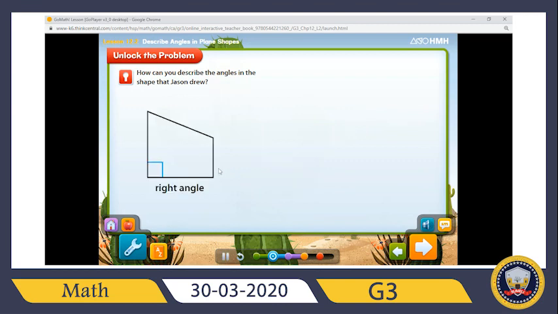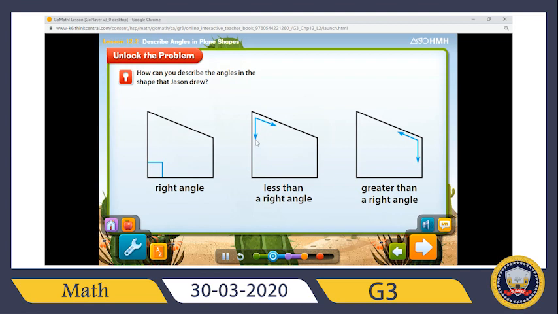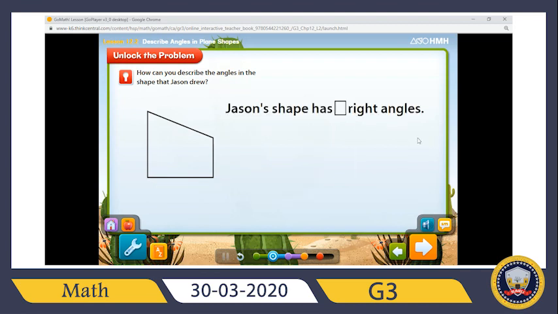What does right angle mean? If there is a square in the angle, it represents a right angle. Besides the right angle, there are two more types of angles. We can say one angle is less than a right angle and the other angle is greater than a right angle. Right now, let's check the question.